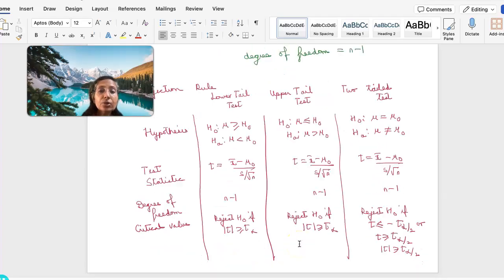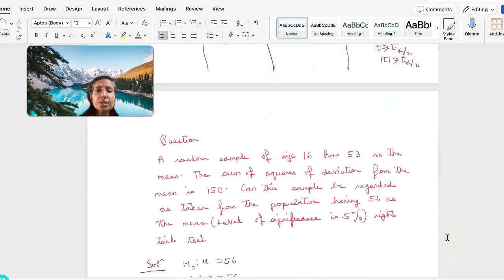And the critical value for a lower tail test, we reject H0 if mod t is greater than or equal to t alpha. For an upper tail test also, we reject H0 if mod t is greater than or equal to t alpha. So the rejection rule is the same for lower tail and upper tail test. And for a two-tail test, we reject H0 if t is less than or equal to minus t alpha by 2, or t is greater than or equal to t alpha by 2, or mod t is greater than or equal to t alpha by 2. Coming to questions now.